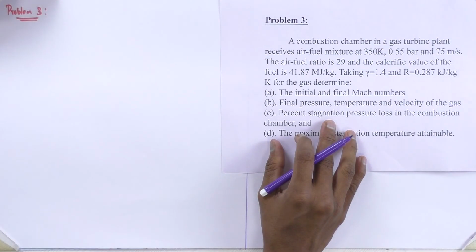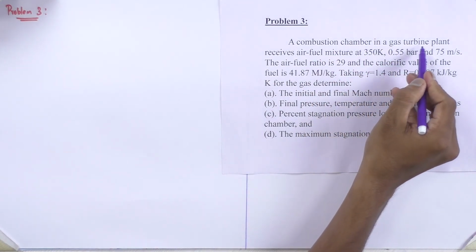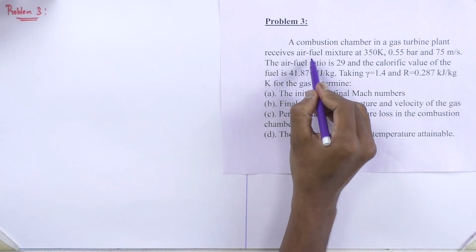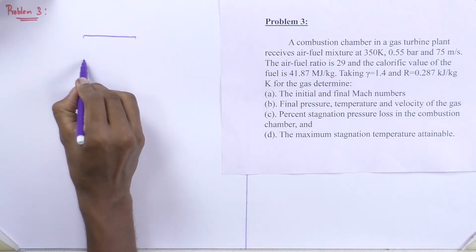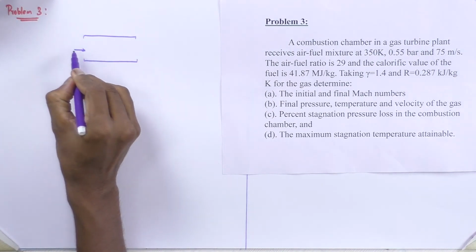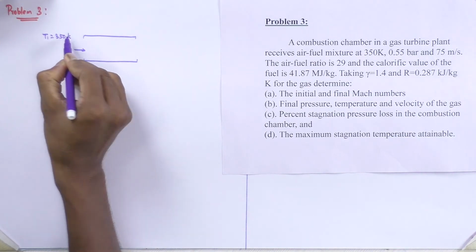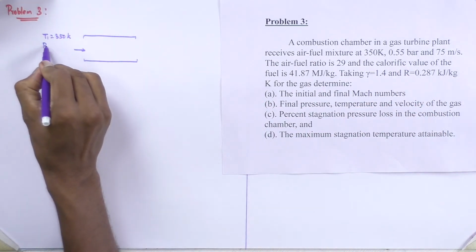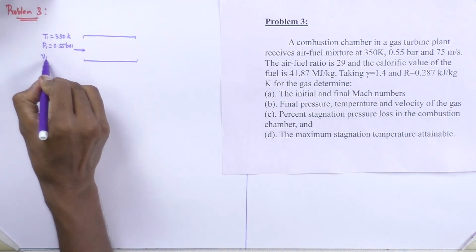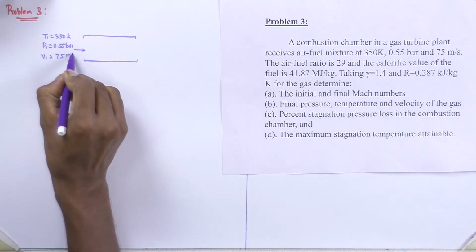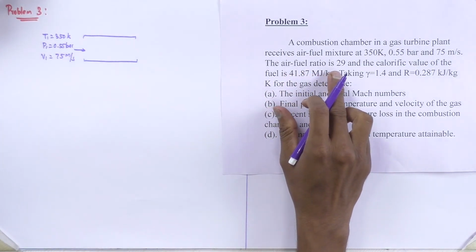Problem number 3. A combustion chamber in a gas turbine plant receives air fuel mixture at 350 Kelvin and P1 is equal to 0.55 bar and velocity is equal to 75 meter per second. The air fuel ratio is 29.